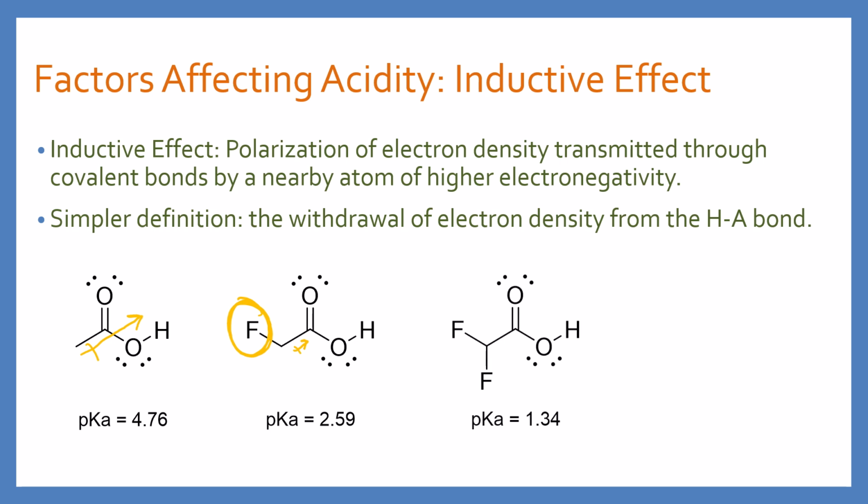Now, once we've added on 2 fluorines, we have 2 fluorines here. Fluorine is significantly more electronegative than oxygen. This dipole is no longer pointing towards the oxygens. It's pointing towards the fluorines. So the electron density is starting to live on this side of the molecule and not so much here, which means this bond is getting weaker and weaker and weaker. So we see an increase in acidity, where the pKa is now 1.34.